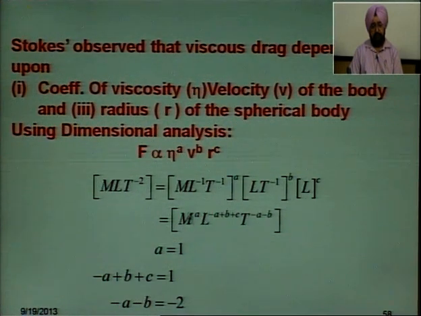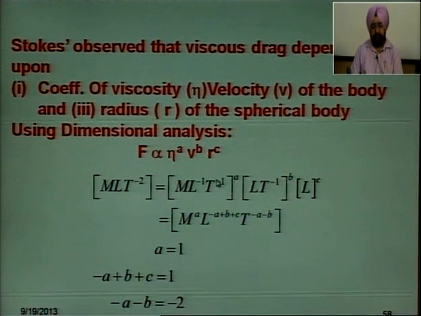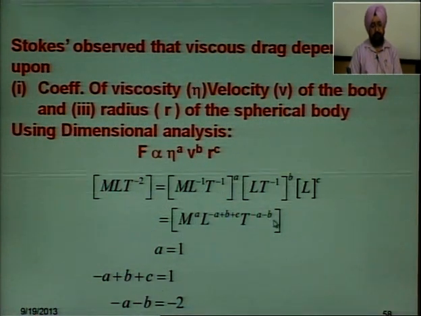There is only one M, to the power a. L to the power minus 1 into a, L to the power 1 into b, L to the power 1 into c. So, L to the power minus a plus b plus c. There are two T's here. Here it is minus 1 into a, so power of T is minus a, here it is minus b, so it is minus a minus b.